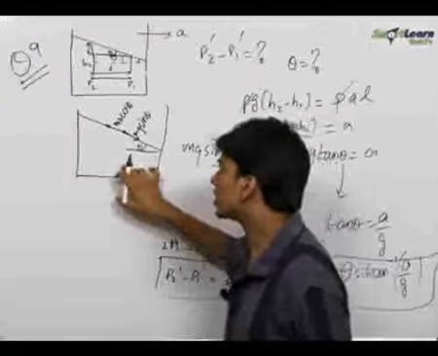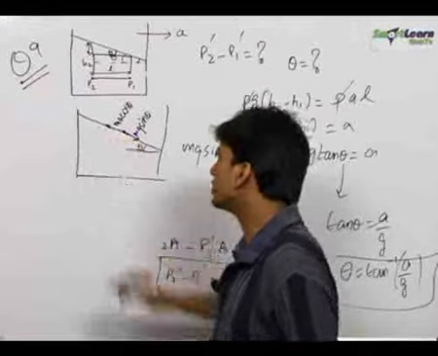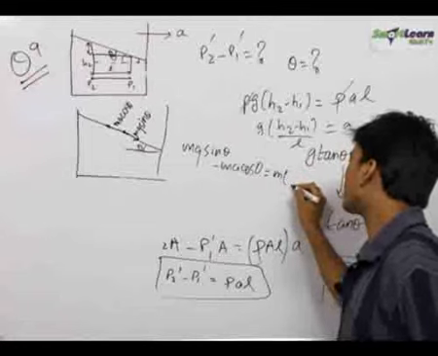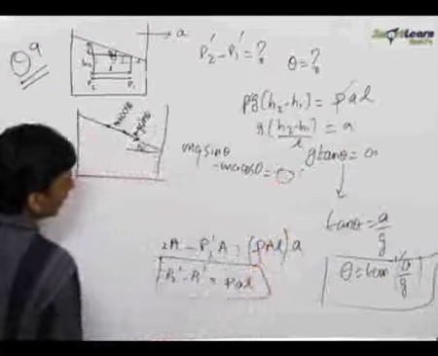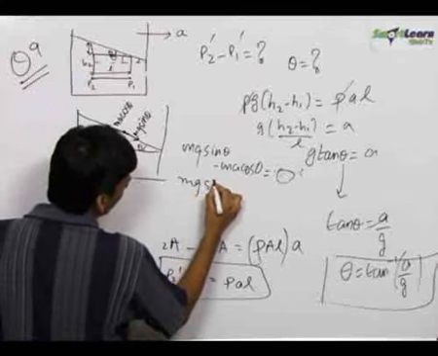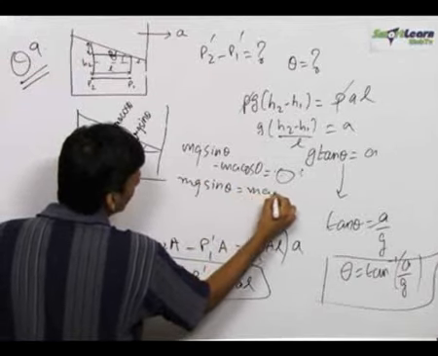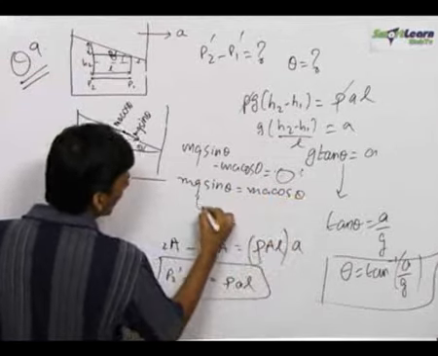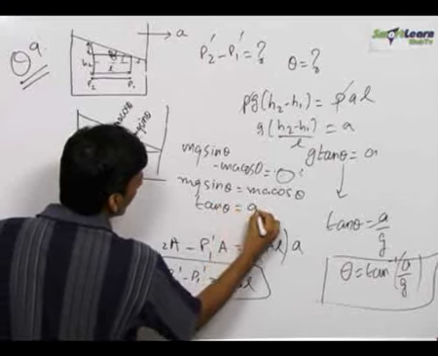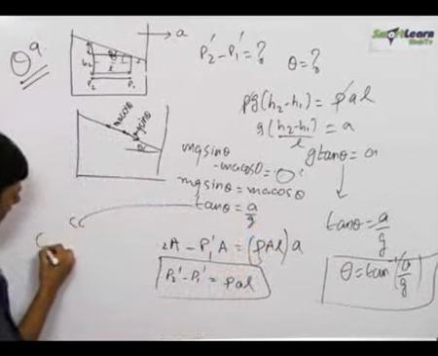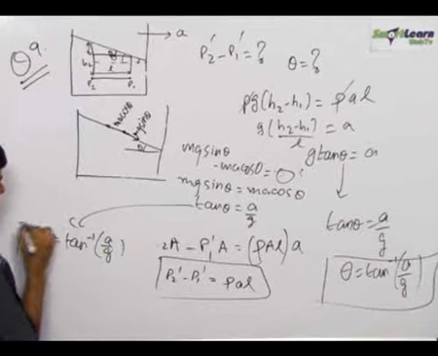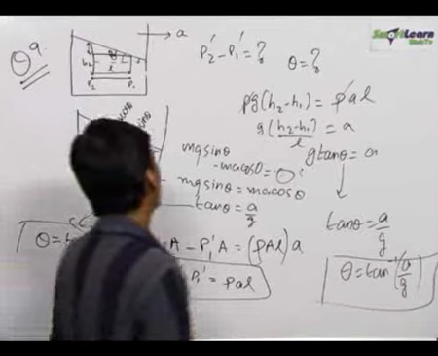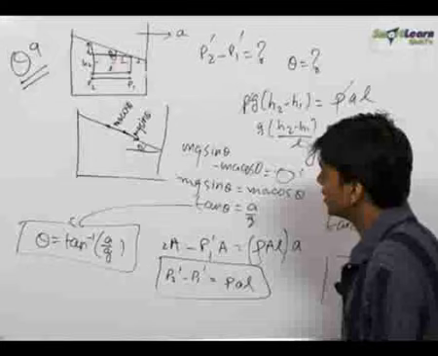Now, relative to the jar, this particle is not moving along the surface. Therefore, the acceleration of this particle along the surface is 0. Therefore, we get this as 0, so mg sine theta is equal to ma cos theta. So, we get again tan theta is equal to a by g, that is theta is equal to tan inverse a by g. This is an alternate method to find theta.